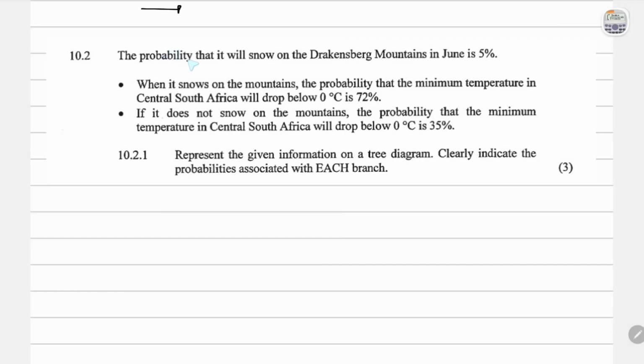Question 10.2 says, the probability that it will snow on the Drakensberg mountain in June is 5%. So the probability that it will snow is 5%.